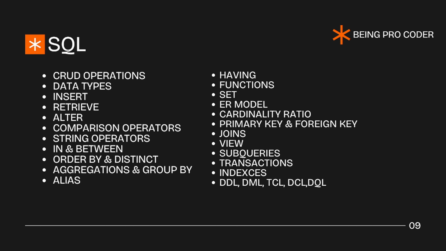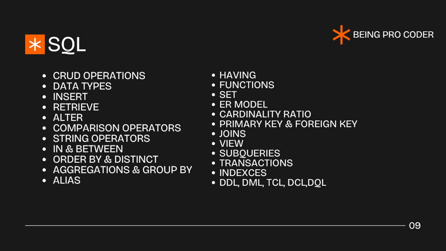Joins are also a very major topic in SQL. They combine rows from multiple tables. Views are like a virtual table based on a query. Subqueries can also be handled inside SQL, like nested queries within a main query. Transactions are a sequence of operations performed as a single logical unit. Indexes can also be used to improve the performance of the query by creating data structures.